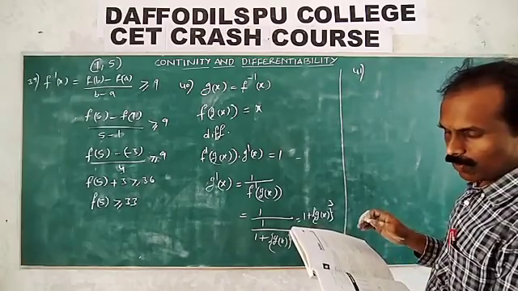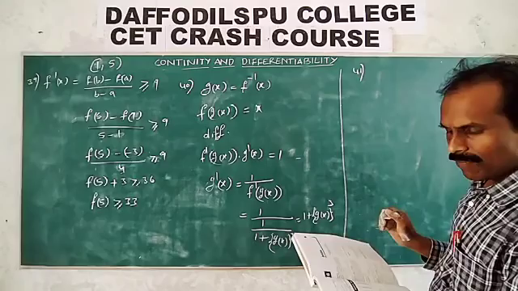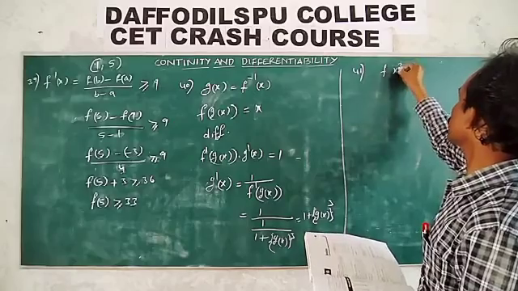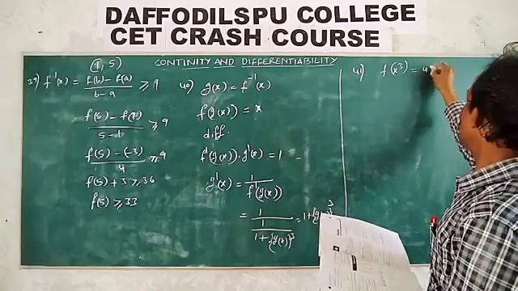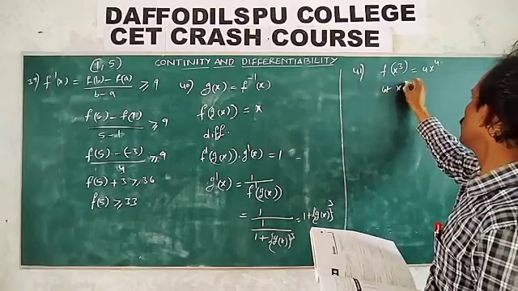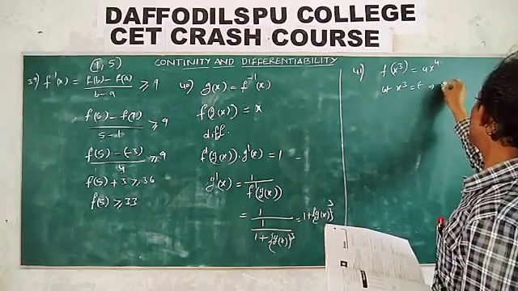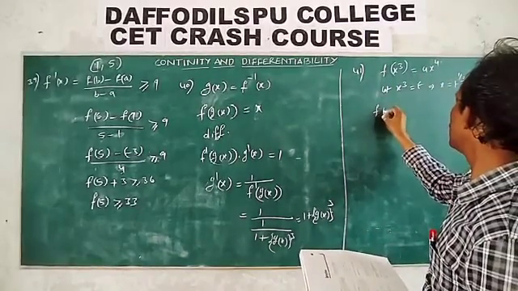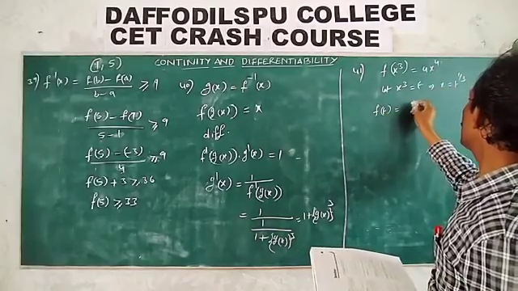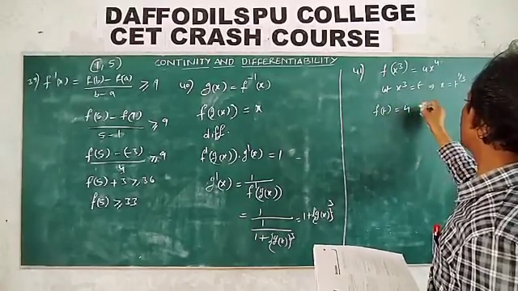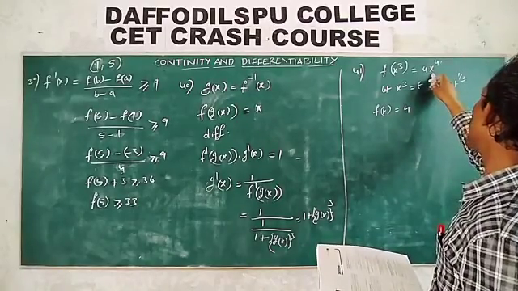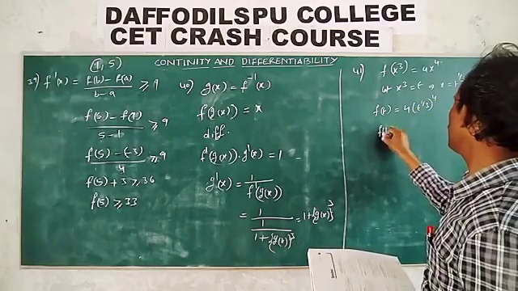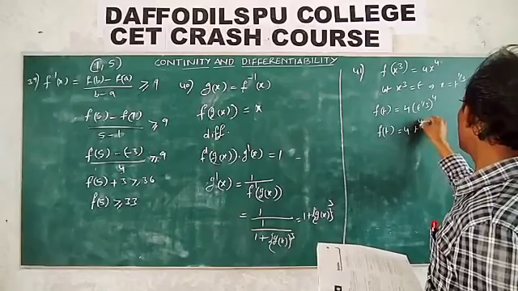Differentiable function f of x defined for all x greater than 0. f of x cube is equal to 4x to the power of 4. Let x cube be equal to t, that implies x is equal to t to the power of 1 by 3. So f of t is equal to 4 times x to the power of 4, with x as t to the power of 1 by 3. F of t is equal to 4 t to the power of 4 by 3.